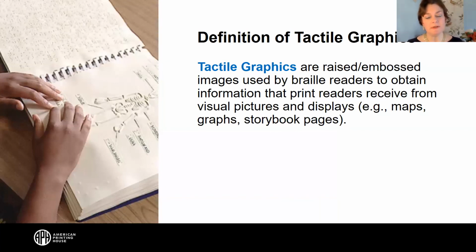So I know I'm speaking to a very knowledgeable audience, but I do want to take just a moment to quickly define tactile graphics. And the definition appears on the screen here. Tactile graphics are raised, embossed images used by Braille readers to obtain information that print readers receive from visual pictures and displays. And those could include maps, graphs, storybook pages. Most tactile graphics and illustrations require some human interaction from a trained artist or a Braille transcriber to make them meaningful and consistent with tactile graphic guidelines presented by BANA.